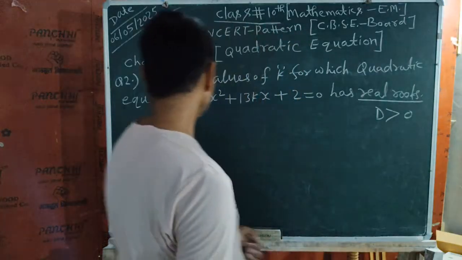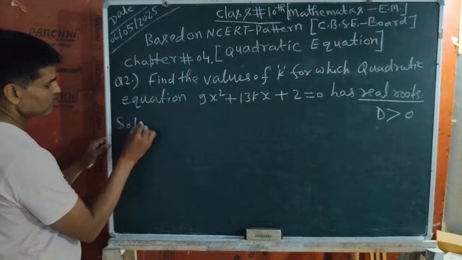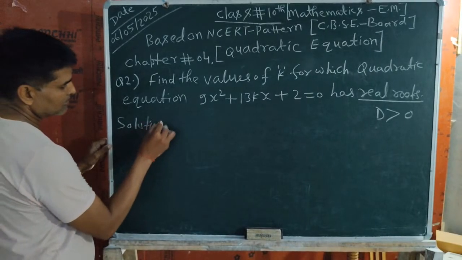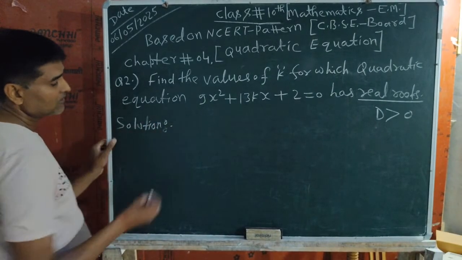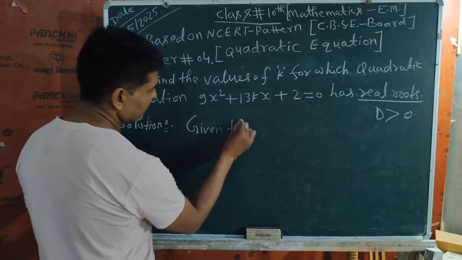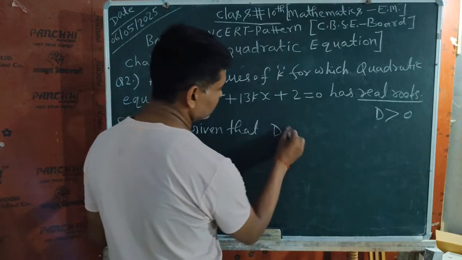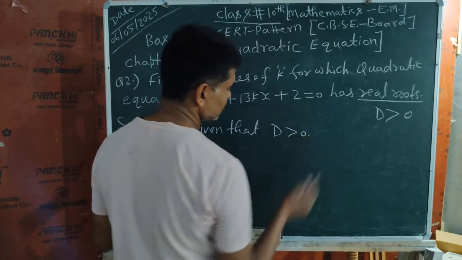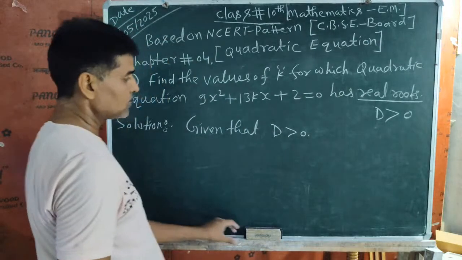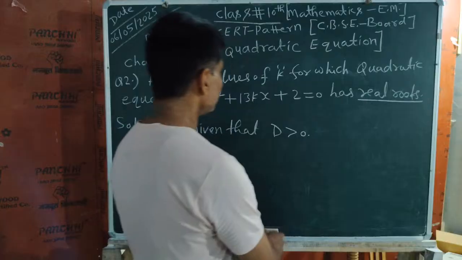Okay student, so I will write here solution. Given that, here I will write given that. What is given? Here we have to write D is greater than 0, which is given in the question. This information has been given in the question, so we have to write it here.